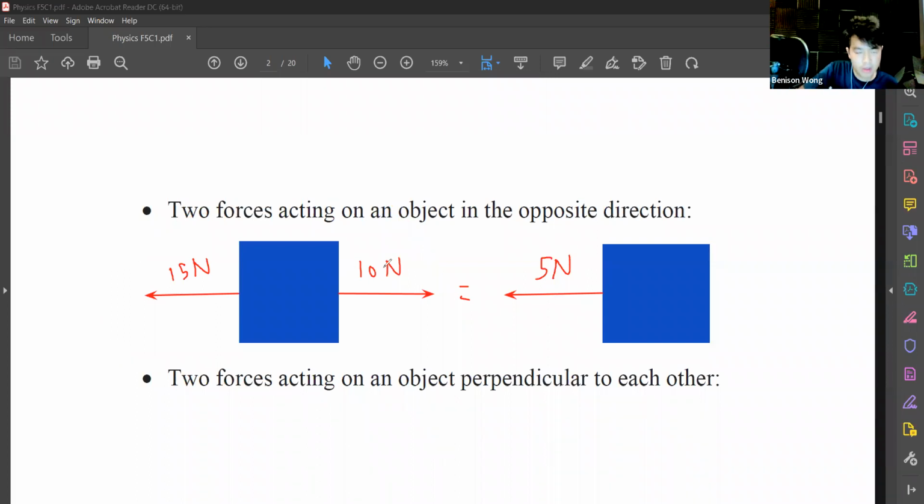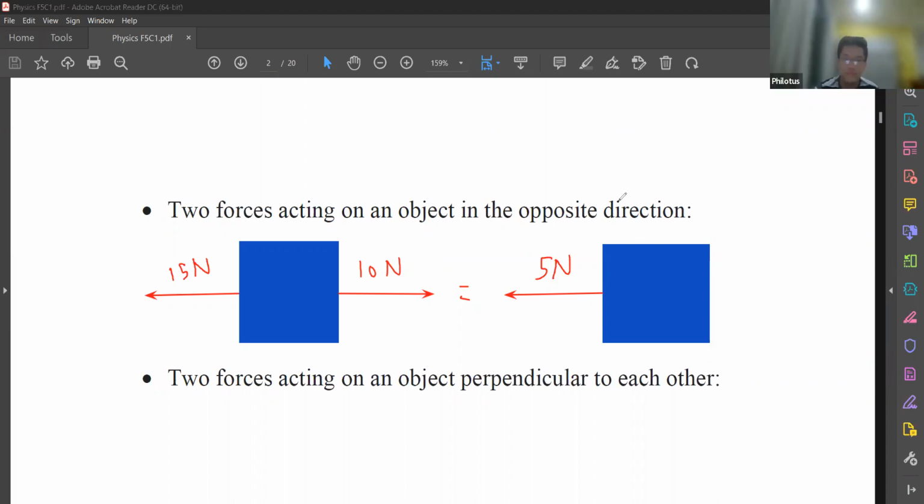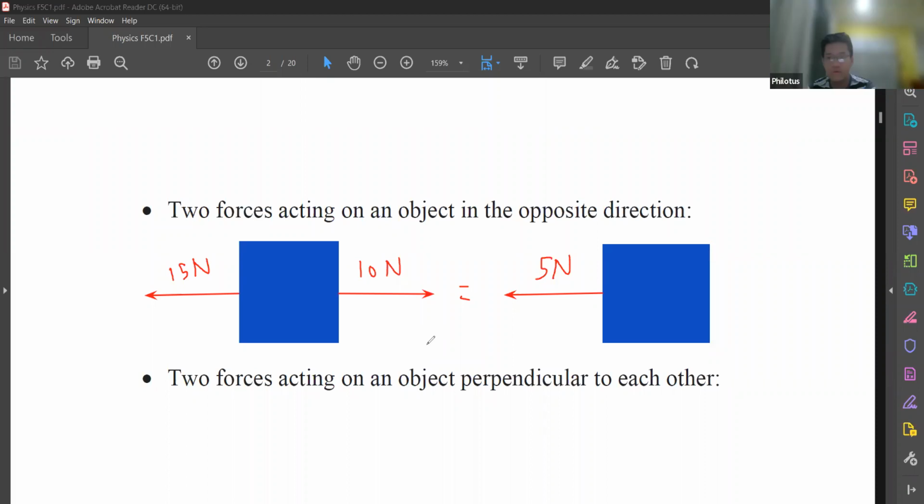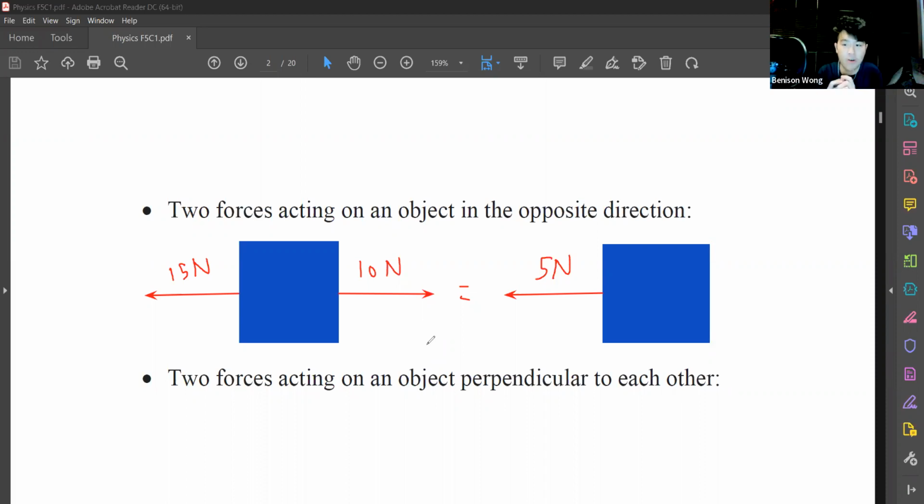So this is what is happening in this case. You have an object, you pull the object with 10 newtons to the right and 15 newtons to the left. It is equivalent to the object being pulled by a force of 5 newtons to the left. That's the meaning of resultant force. So if both sides have the same force, the resultant force is 0, right?